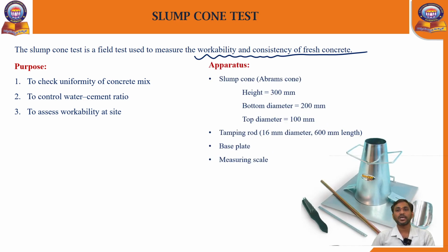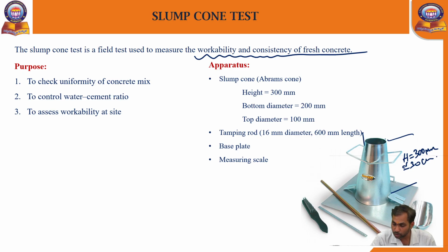Next, what are the apparatus we need for the slump cone test? You can observe them. This is the slump cone, which was invented by Abrams. First, we have to observe it in our lab itself. So what is the height of a slump cone? That is 300 mm or 30 centimeters.